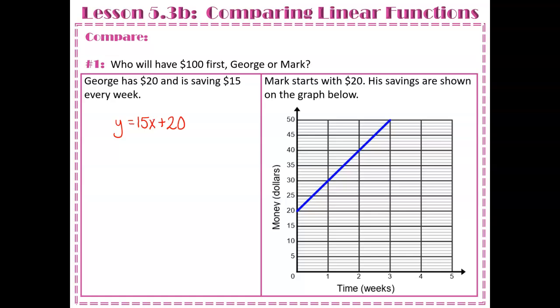Let's find his rate of change. So if you start at 20, and here's the rate, up 5, 10 over 1. He saves $10 every week, so his equation is Y equals 10X plus 20. So George, obviously here, his M is higher, his rate of savings is higher. So George is going to reach that $100 first. Because he has the higher rate and the same starting point, George will have $100 first.